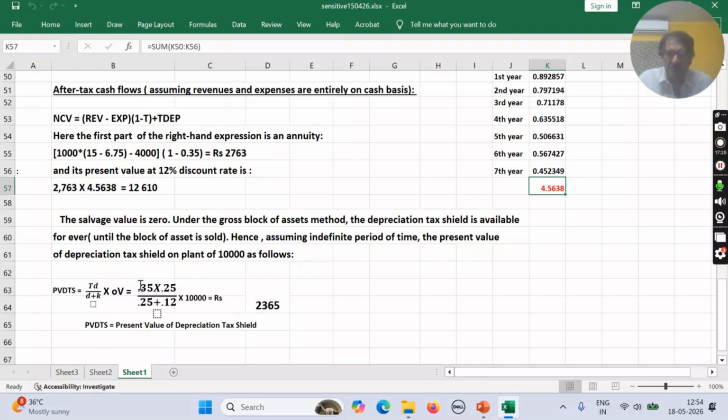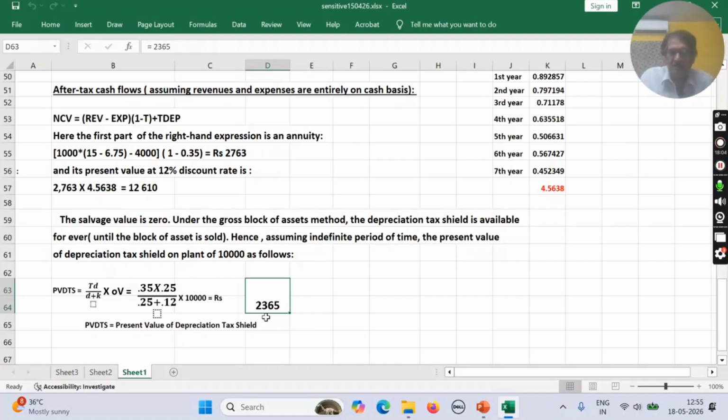For depreciation you will get this total cash inflow. How is it computed? Your initial value is 10,000 and finally it will be reduced to 0, the reduction rate is 25% and the tax shield is 35%. If we apply this formula, then you will get the present value of the depreciation tax shield. That means the tax saving will be this. This is the total present value of the tax shield due to depreciation.